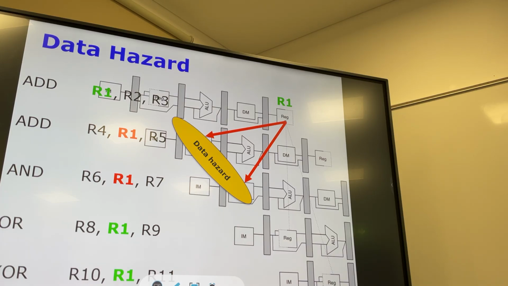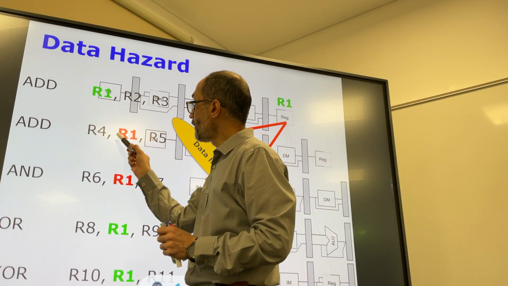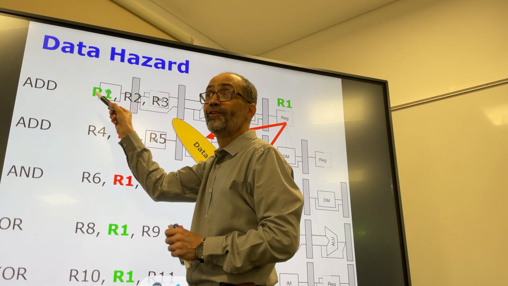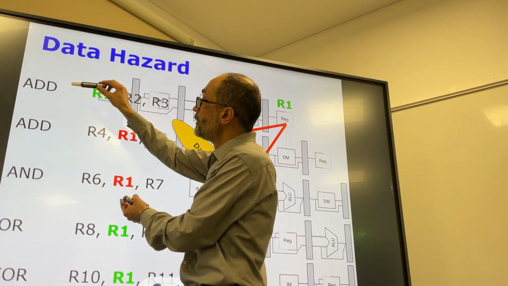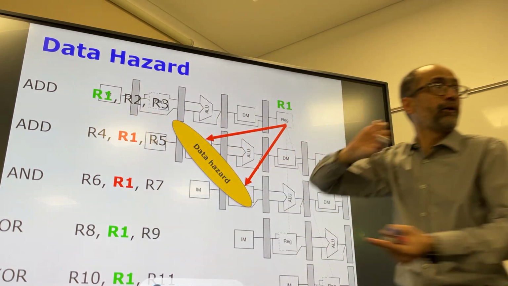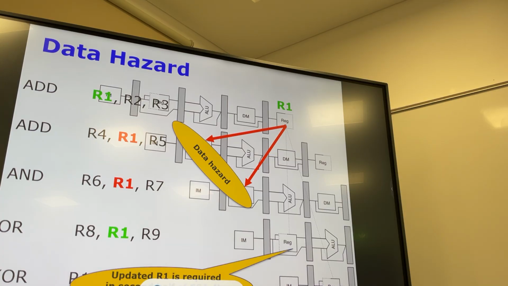What kind of hazard is this? Data hazard. Can you go backward? No. And why is there a data hazard? Because the source of this second instruction is dependent on the destination of this instruction. And there is also a dependency between I2 and I1, and I3 and I1. How to resolve this dependency? This is the data hazard.